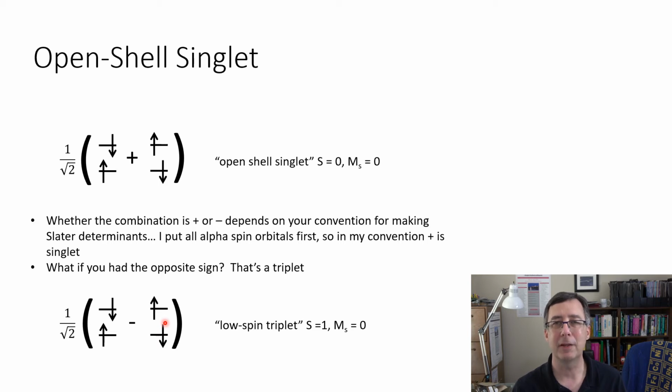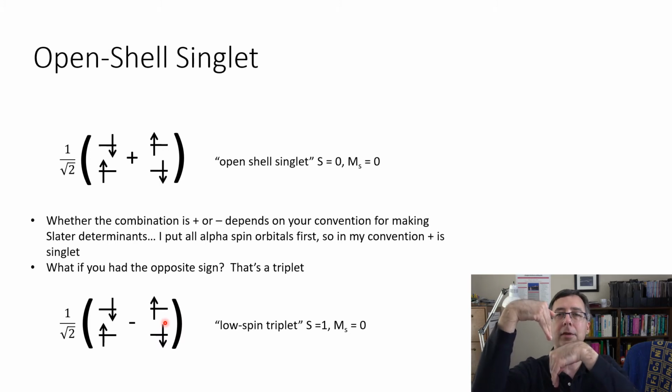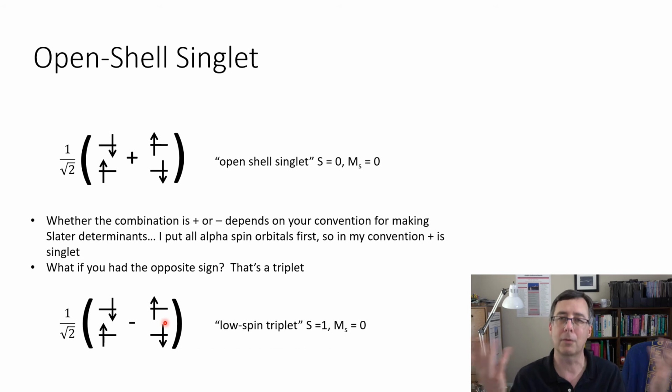If I had the high spin case, then I had 2 alpha electrons. That's the m sub s equals 1 component of the S equals 1 triplet. And if I had 2 beta electrons, that would be the m sub s equals minus 1 component of the triplet. Remember, triplets have 3 components, of course. That's why it's called a triplet. And this is the one smack in the middle with the m sub s equals 0. So, with these two determinants, if I add them with a plus sign, I get an open shell singlet. If I add them with a minus sign, I get a low spin triplet.